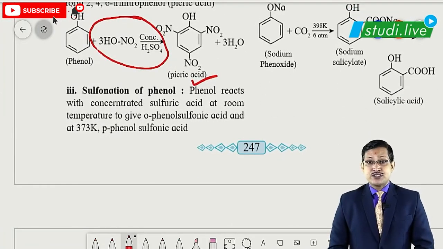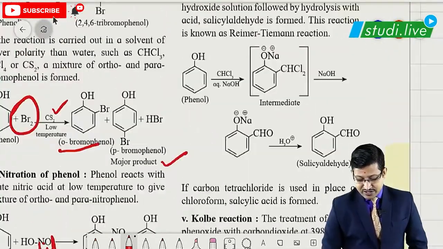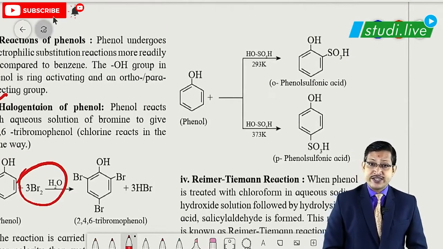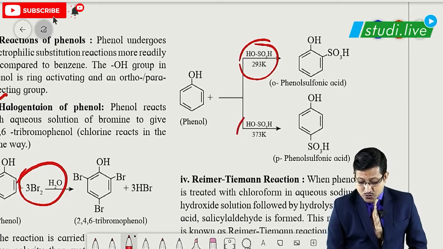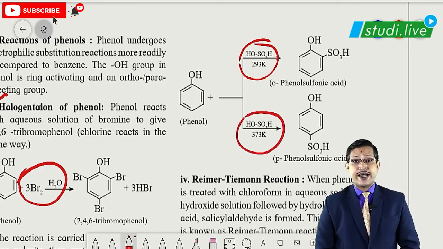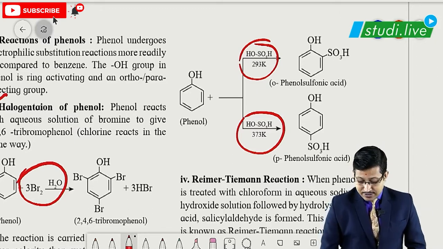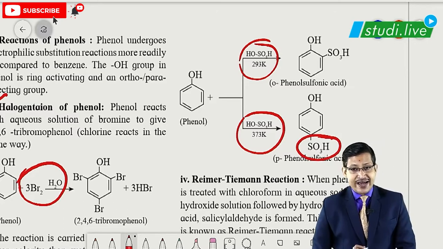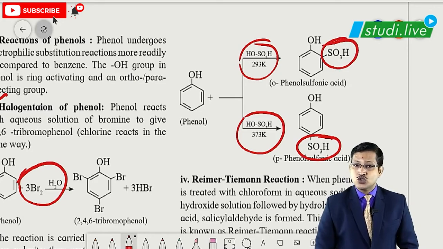The next reaction, sulfonation of phenols. For sulfonation of phenols, you have the sulfonation reaction with sulfuric acid. Two conditions come up. What are those two conditions? One is at ordinary room temperature, and the second is where you are using concentrated sulfuric acid at 373 Kelvin. When you are using the reaction at 373 Kelvin, that is something very important. That time you get a para derivative. How to remember? Higher temperature, para derivative; lower temperature, ortho derivative. So this is how you will get the two compounds.